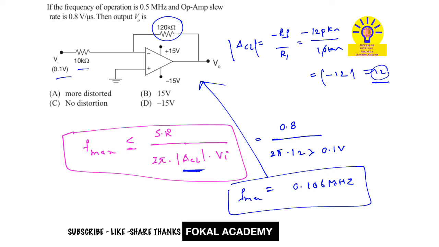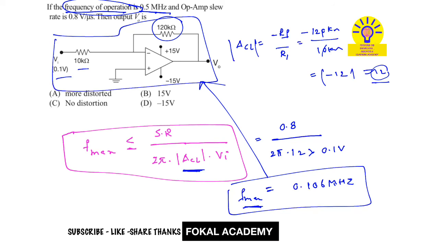But we are taking the operational frequency as 0.5 megahertz. If you take the operation with this frequency, it is greater than the maximum operating frequency. So it must be concluded that the op amp circuit has a more distorted output voltage. So the output voltage is more distorted. So from the options, that option is the correct option.